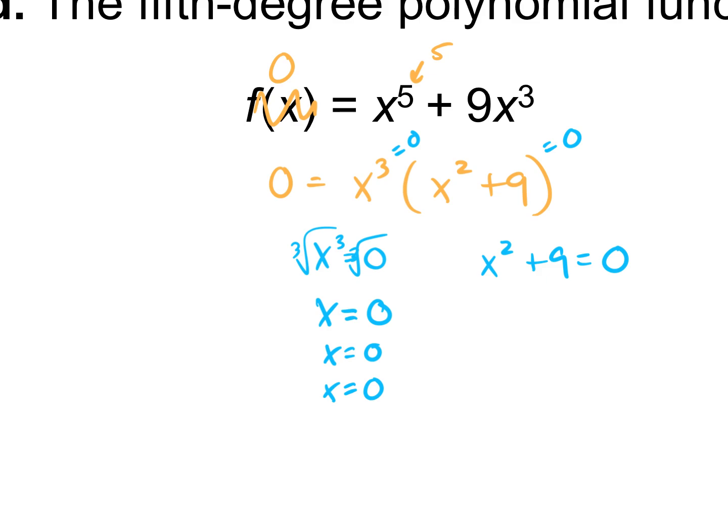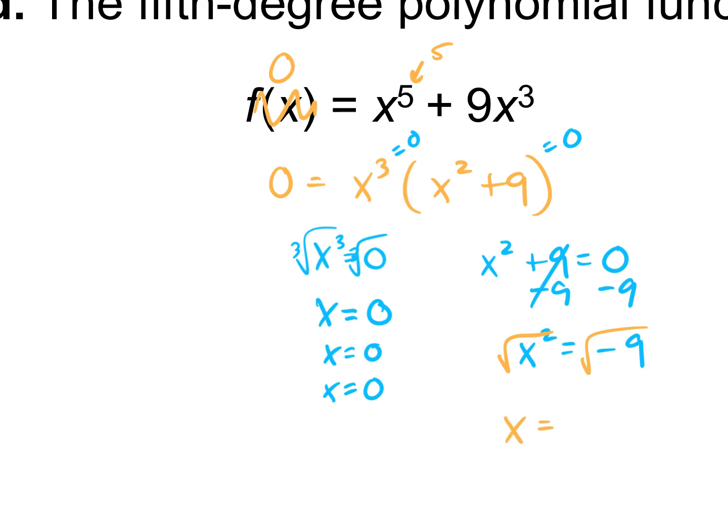How many more do we have? 2. 2 more. So let's solve x squared plus 9 equals 0. Subtract 9, move it to the other side. x squared equals negative 9. What do we do next? Square root both sides. So what does x equal?